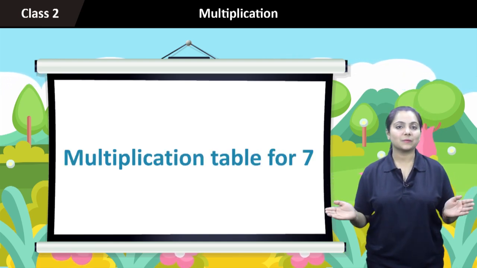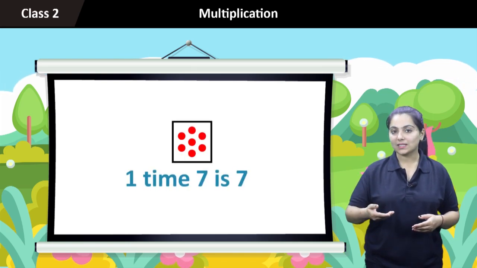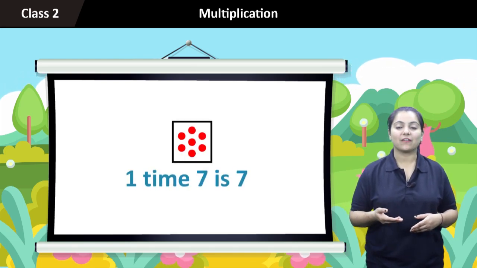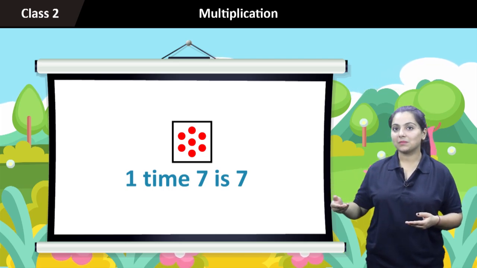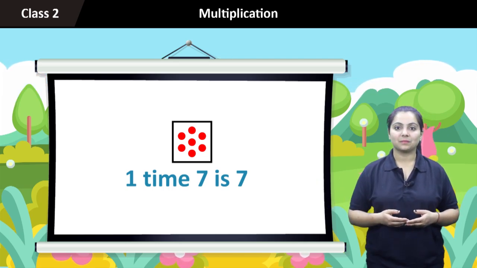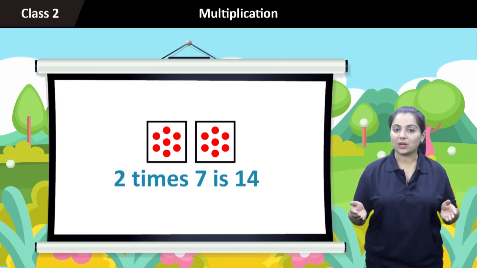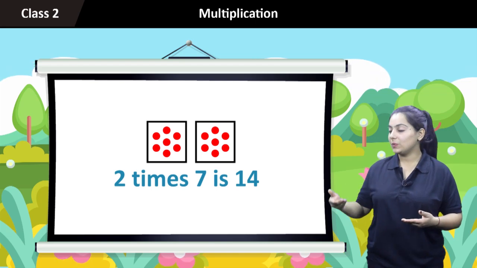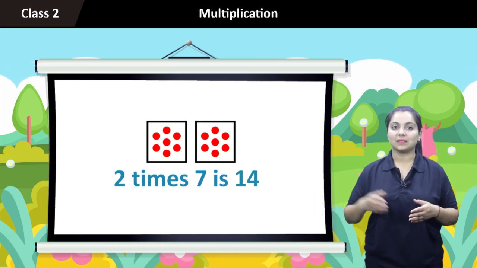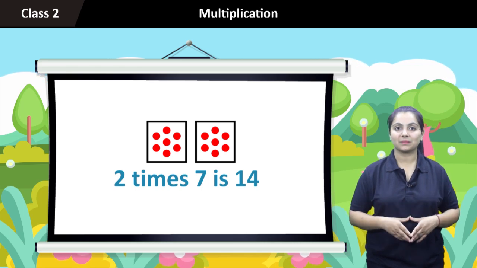Now, multiplication table for 7. There is one box and in this box we have 7 dots. That means 1 times 7 is 7. Now, there are 2 boxes and each box has 7 dots. That means 2 times 7 is 14. And so on. Let's recite the table.